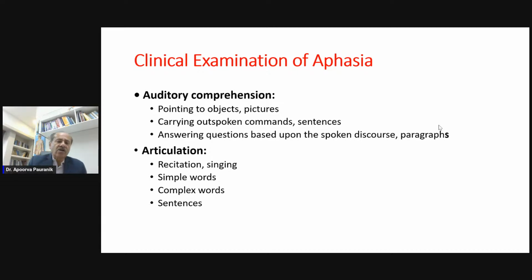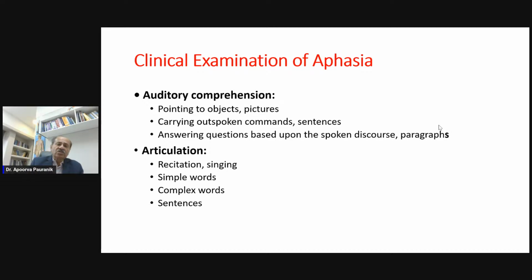In case of auditory comprehension, we ask the person to point to the objects and pictures. I will show some of the examples. For example, if we have a picture card, there are many pictures. So we will ask, where is the picture of horse? Where is the picture of cow? Where is the picture of car? Something like that. And the person is supposed to point to it. This is a test of auditory comprehension at one word level.